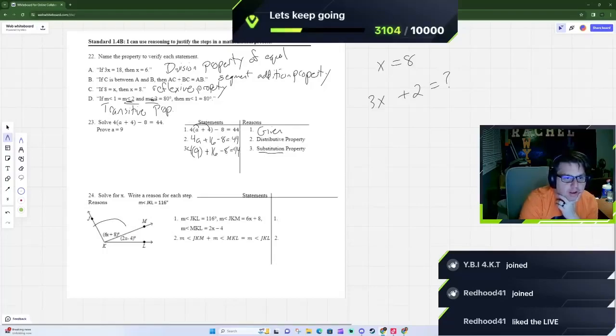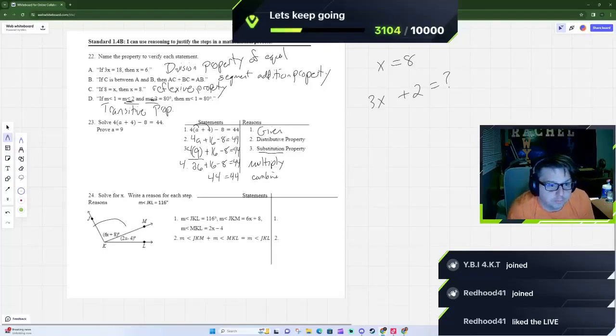And I'm going to put the 9 there. And if there was a step 4, I would show that 36 plus 16 subtract 8 hopefully comes out to be 44. And I would maybe call this multiply, because that was what I just did. I just multiplied 4 times 9. And then I could call it combine like terms, and just combine these and show that 44 actually does equal 44. And it does work out that way.